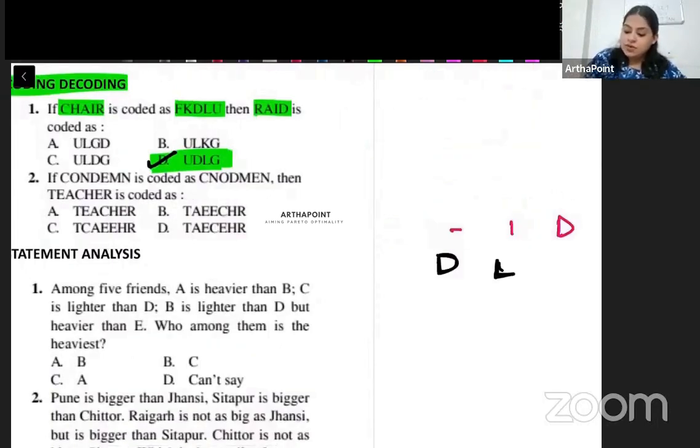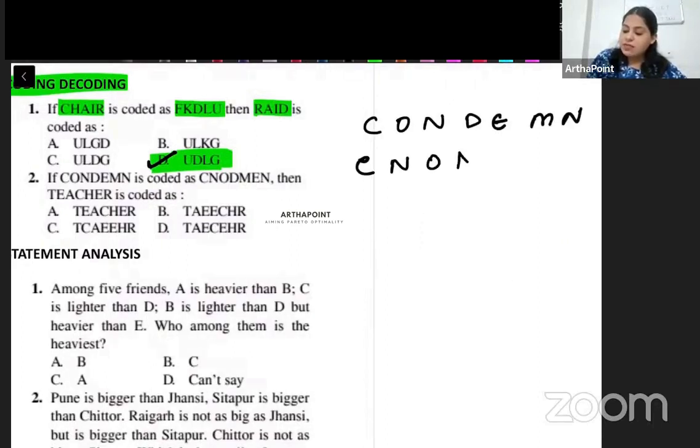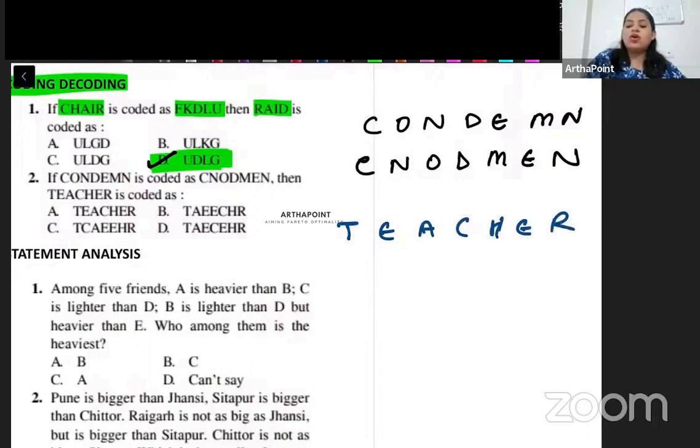It says condemn. CONDEMN is written as CNODMEN. And it is now asking how will you write teacher? This is called coding and decoding. So beta, ध्यान से समझना है हमें. When I go to C, C is written as C only. When I go to O, O is written as N. And N is written as O. Matlab, they are flipping this. When I go to D, D is written as D only, beta.